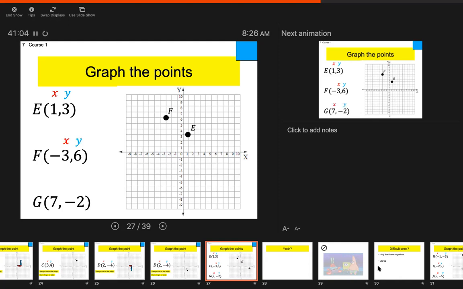All right, the last one, we're going right or left? Right. Right how many? 7. Down 2, right there. Questions? I can't make this hard because this is not hard. You can make silly mistakes, though. But the concept of it is not hard, Gavin.